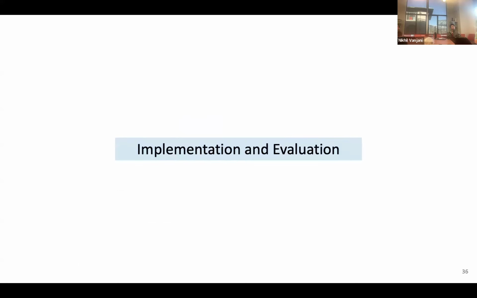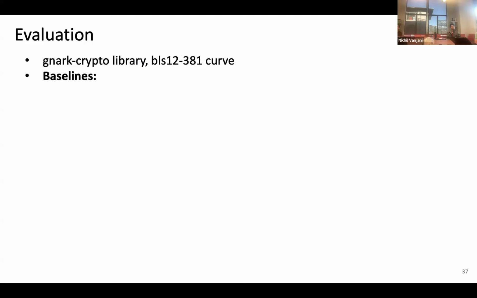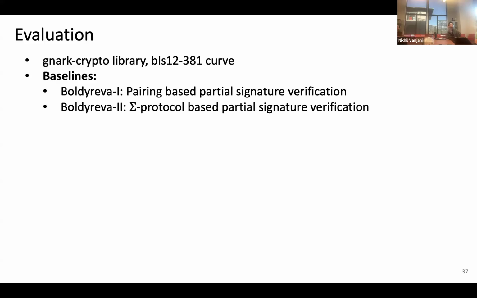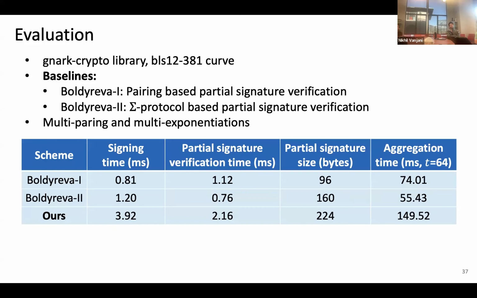Let's just look at some of the evaluation numbers. I don't expect you to get anything, but let's look at them. We implement Boldyreva with the pairing-based partial signature verification, but we can also implement Boldyreva with Sigma protocol-based partial verification, and we implement ours with Sigma protocol, and these are the numbers. The signing of Boldyreva with the pairing base is much faster. We are about 4 times more expensive than Boldyreva.